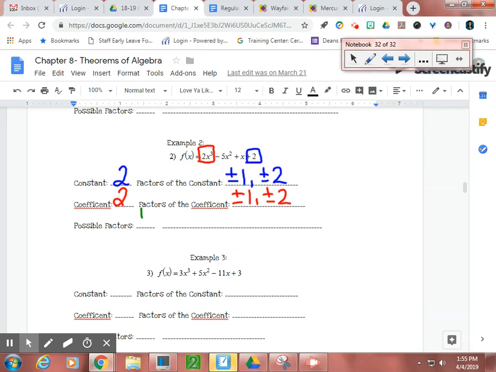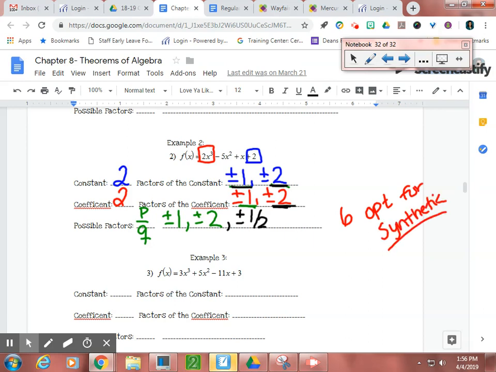Our possible factors are going to be P divided by Q. So 1 divided by 1 is 1. 2 divided by 1 is 2. Then you have to go 1 divided by 2, which is 1/2. And then 2 divided by 2 gives us 1, which is already in our list. So that's all. There are 6 options for synthetic division. That's way better than the one before that had 24.